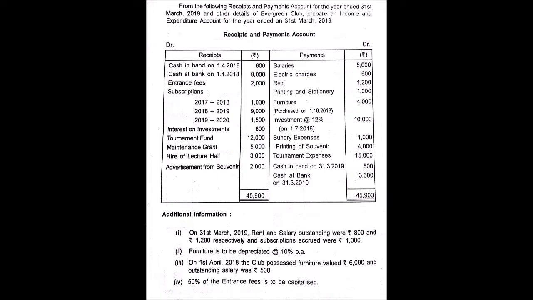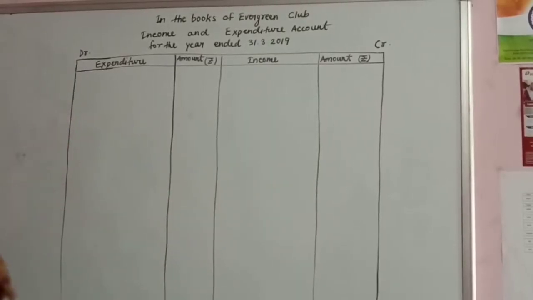And revenue receipts and revenue payments related to the current accounting period. The current accounting period is 2018-19. Okay, so this is the question. So all of you take it down in your copy as we move forward for the solution. So you can look on your screen.